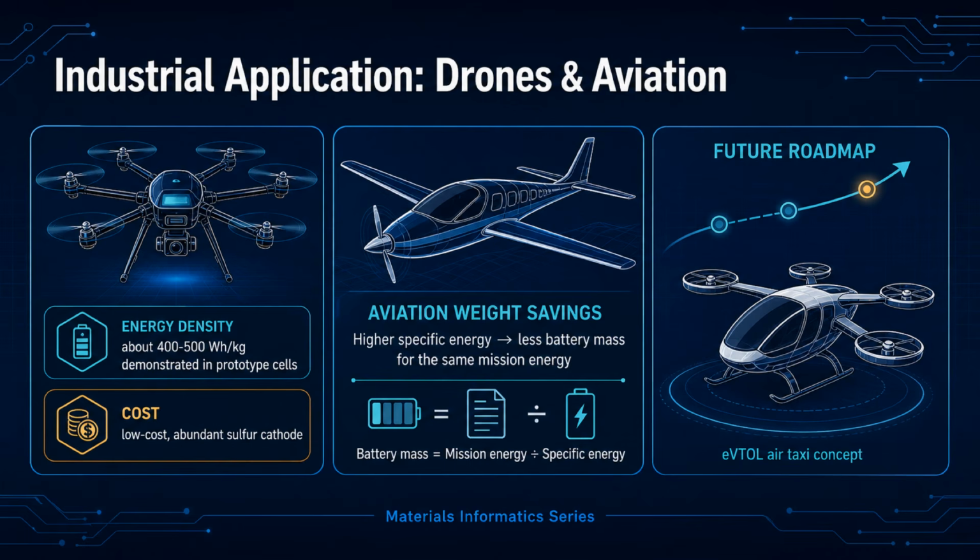Prototype lithium-sulfur cells have demonstrated roughly 400 to 500 watt-hours per kilogram, well above today's lithium-ion cells, and sulfur is a cheap and abundant raw material, which is what makes these emerging applications look feasible. Full commercialization awaits further cycle life improvements.